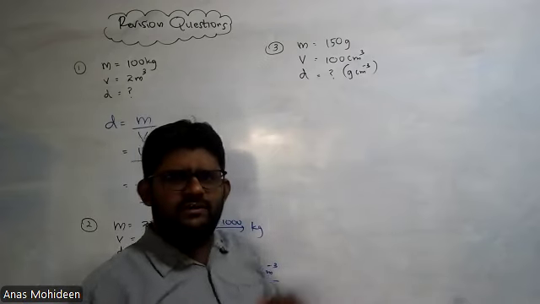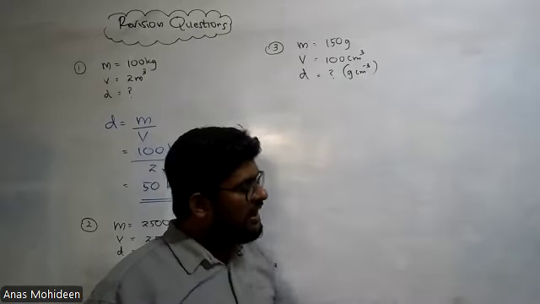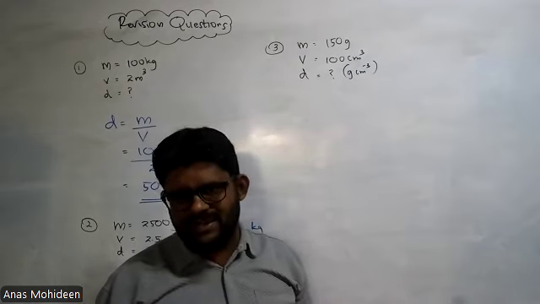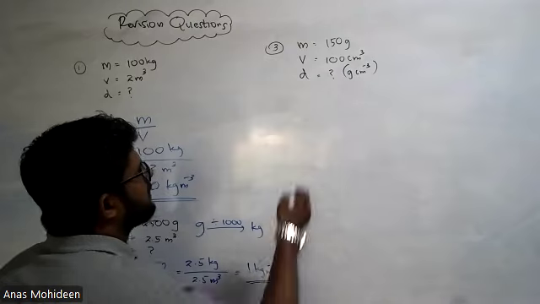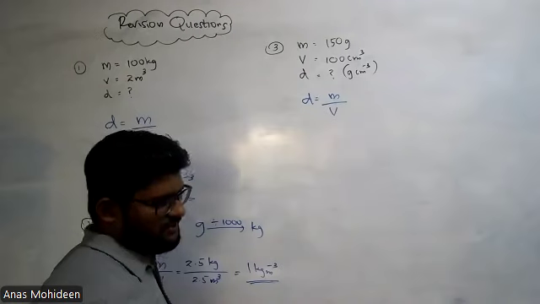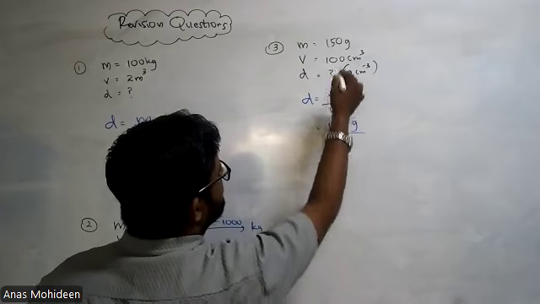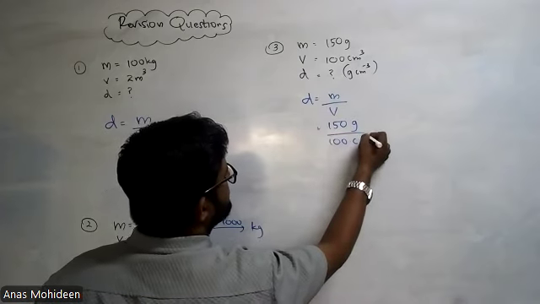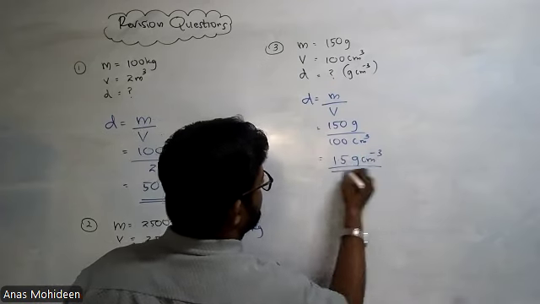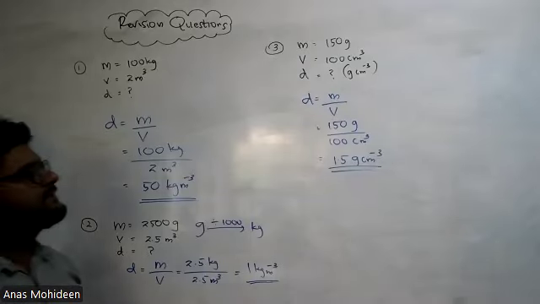So do we want to convert the units now? No need, because the question is to find the answer in grams per cubic centimeter. You don't want to convert into the standard units. So straight away you can find the answer. D equals M over V. You must write the formula for every question. So the mass given here is 150 grams divided by the volume, 100 cubic centimeters. So this gives you 1.5 grams per cubic centimeter. No need to convert.